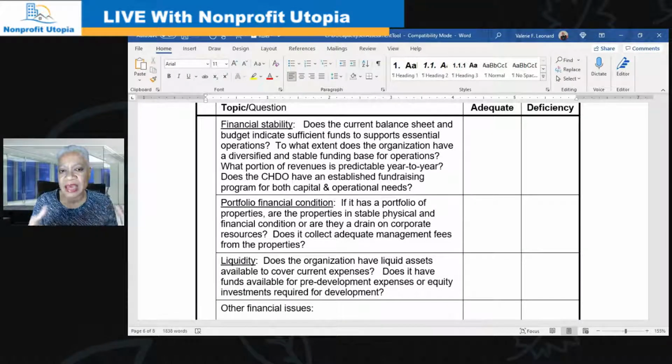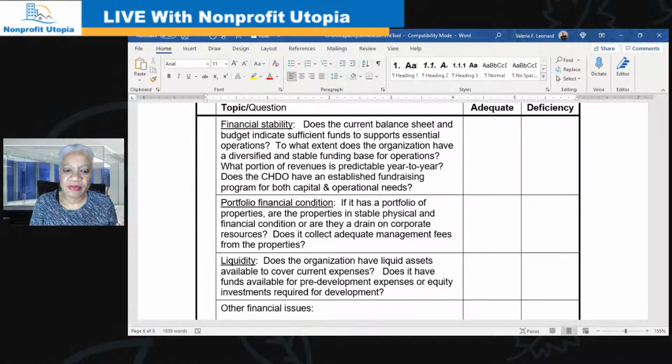So when we talk about capital, those are resources that are going to take more than 1 year to expend. So that would be things like equipment, major equipment. It would be things like your building and other construction projects.